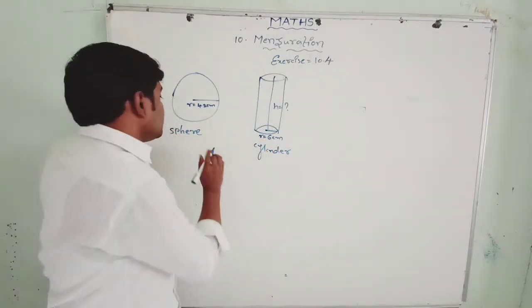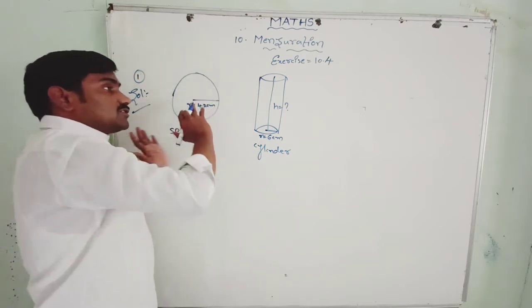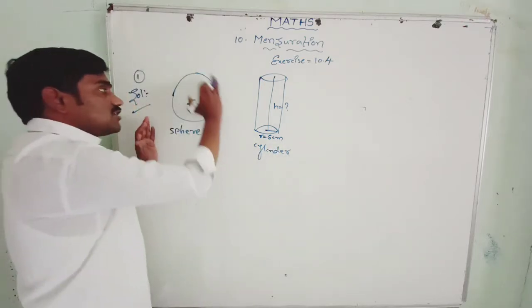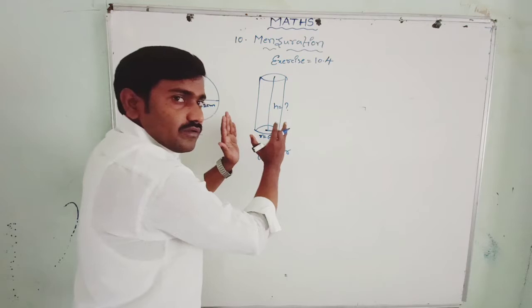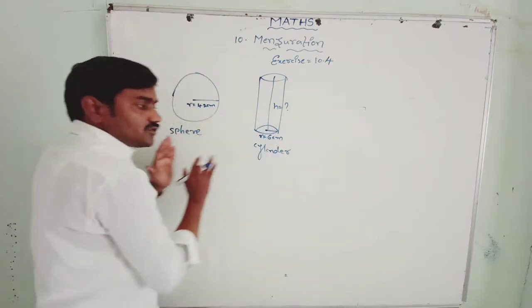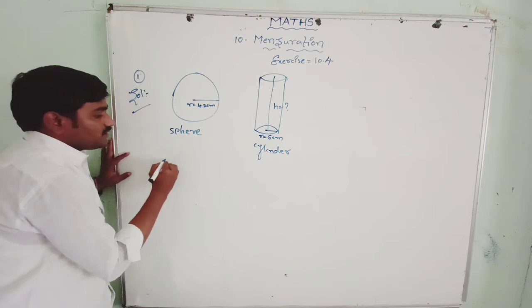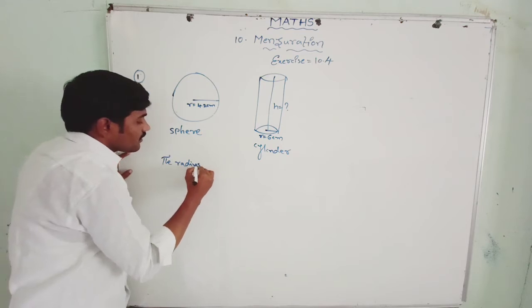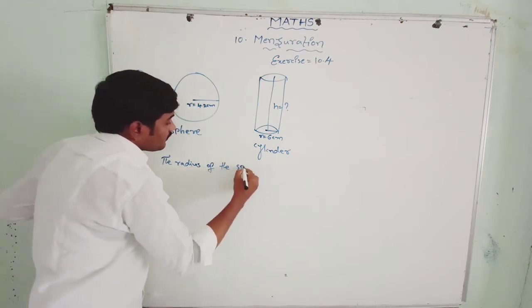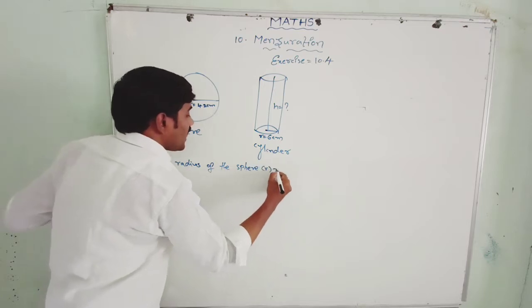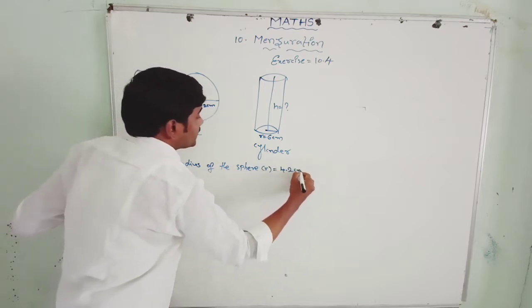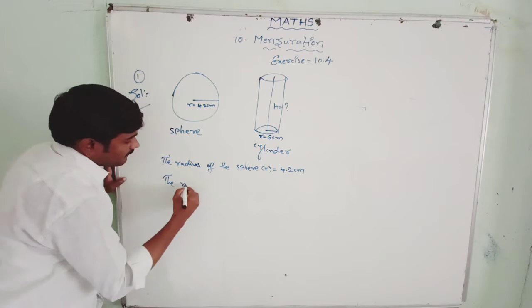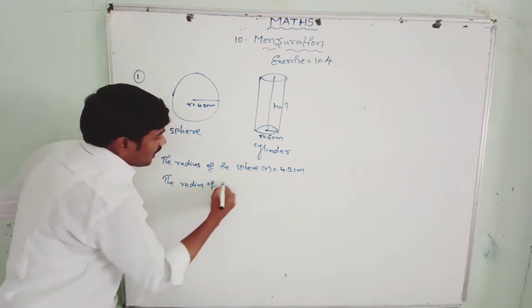Now, see, here we know that this metallical sphere is melted and recast into a cylinder of radius 6 centimeter. That means the volume of sphere will be equal to the volume of cylinder. So that's what we do. First of all, from the given, we write the radius of the sphere. The radius of the sphere R equal to 4.2 centimeters, and the radius of the cylinder.